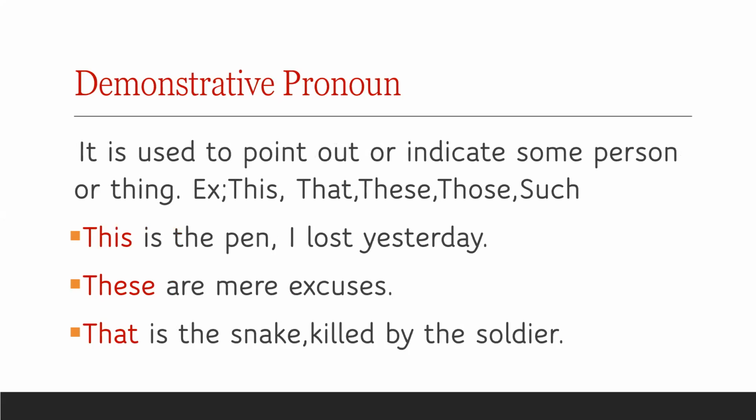Next is demonstrative pronoun. It is used to point out or indicate some person or thing. For example, this, that, these, those, and such. This is the pen I lost yesterday. This. These are mere excuses. These here is demonstrative pronoun. That is the snake killed by the soldier. That here is demonstrative pronoun because it is pointing out to something or some person.